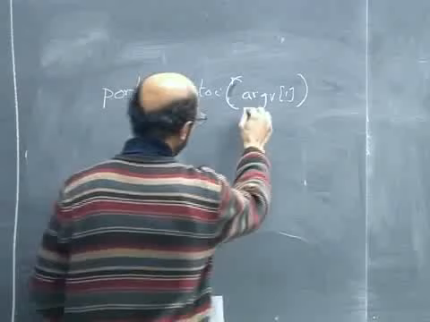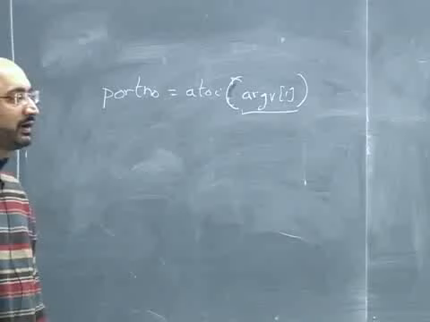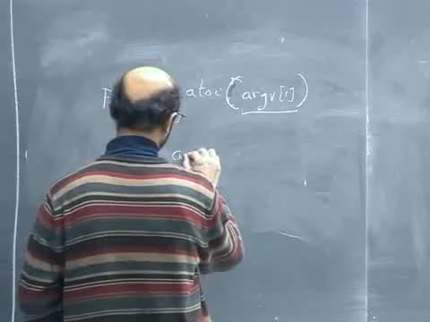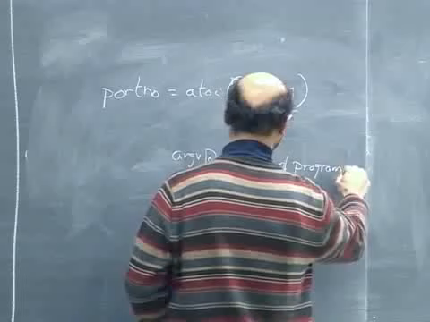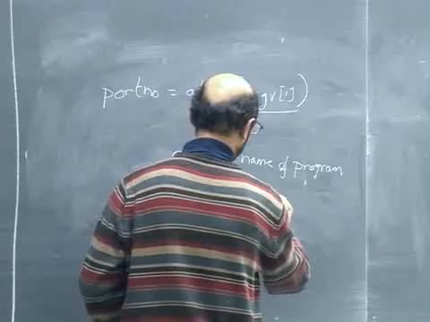The parameters that are passed into the program are called the argument vector, okay? And the argument vector looks like this. So your argv[0] is the name of the program by convention. That's a string. Argument 1 equals the first string passed in.